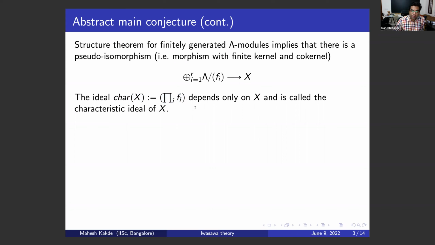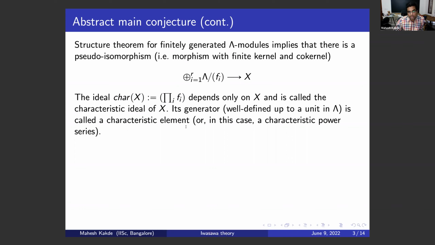Okay, and a generator of this ideal is called a characteristic element, or a characteristic power series in this case, because remember we had an isomorphism of Lambda with the power series ring in one variable. All right, so on the other hand, if you have any continuous homomorphism from Gamma to Q_p bar cross, we can extend it Z_p-linearly to a map from Lambda to Q_p bar.